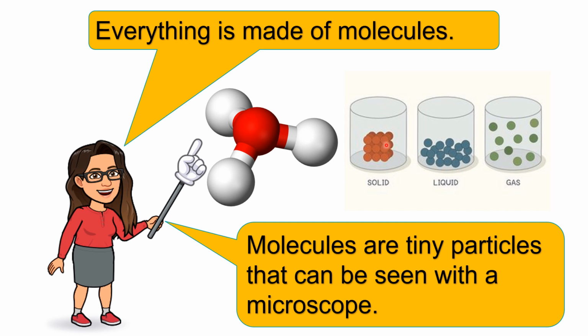As you can see, the particles in solids are touching with very little space between them. The particles in a liquid usually are still touching, but there are some spaces between them. Whereas gases have big distances between them. So solids are denser than liquids, which are denser than gases.